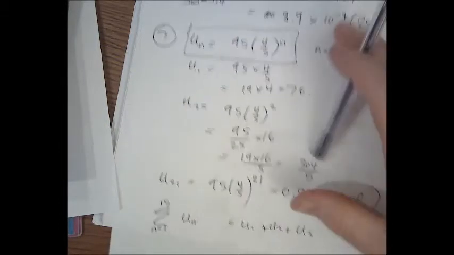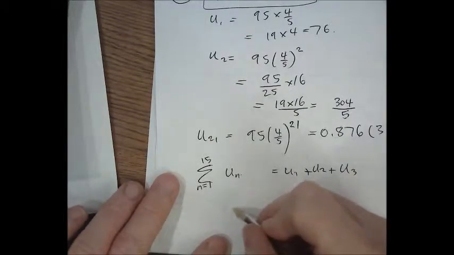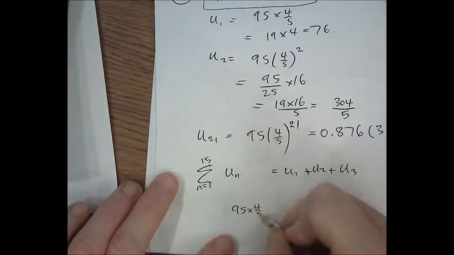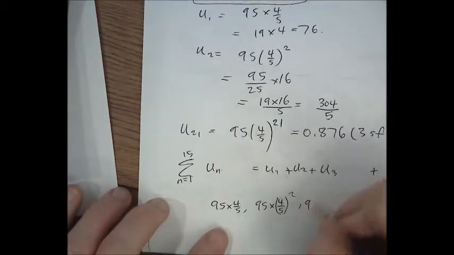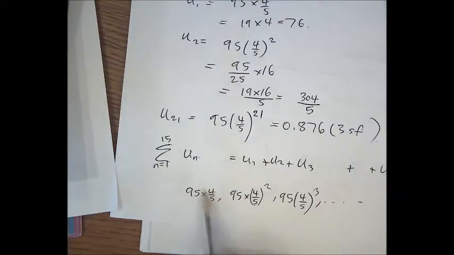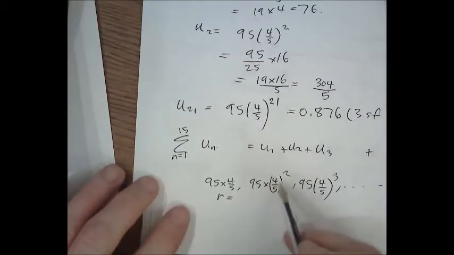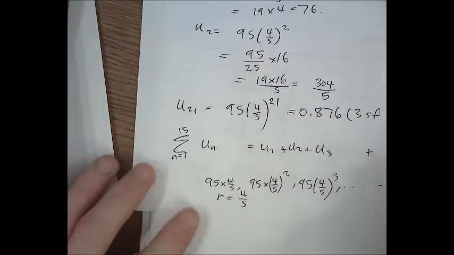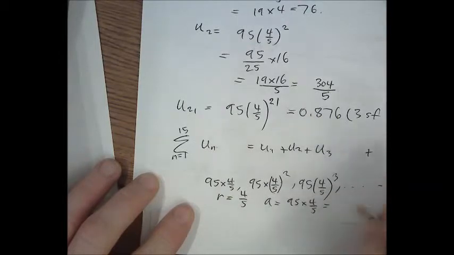And same again if you do the third term. So I'm just going to write out the sequence. 95 times 4/5, then 95 times 4/5 squared, then 95 times 4/5 cubed. It's pretty clear it must be geometric, because that divided by that is 4/5, that divided by that is 4/5, and so on. Now I have to be careful here. The R is whatever you get when you go that divided by that, which is 4/5. But the A is not 95, it's 95 times 4/5. In other words, it's 76, it's the first term. Okay?